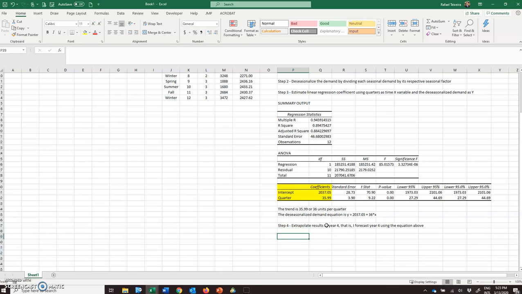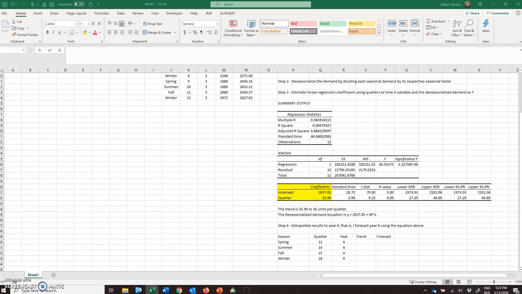Okay, so let's do this. Season, spring, summer, fall, and winter, and then quarter, year, trend, and forecast. So my quarter here is the continuation, the number that goes in here is the continuation from this number here. So here is going to be 13, 14, 15, 16. This is year 4.